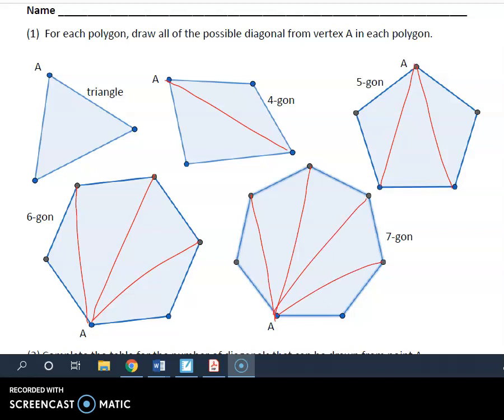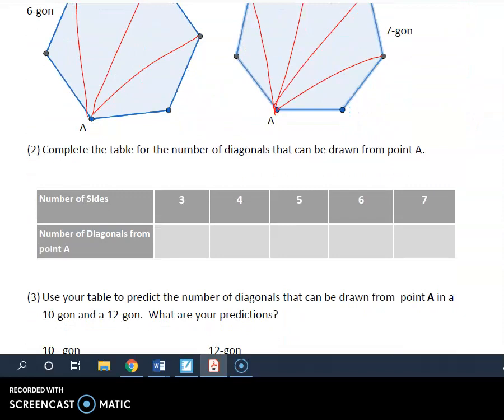So again, you're only drawing in the diagonals from a single vertex, not all the diagonals. So the answers were 0, 1, 2, 3, and 4.